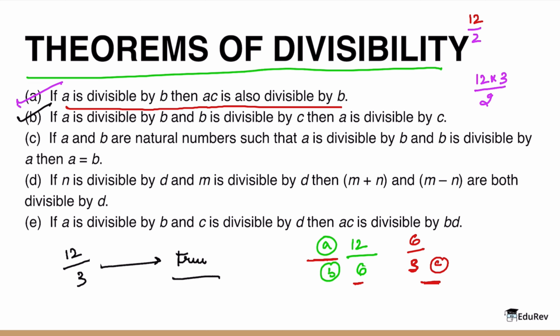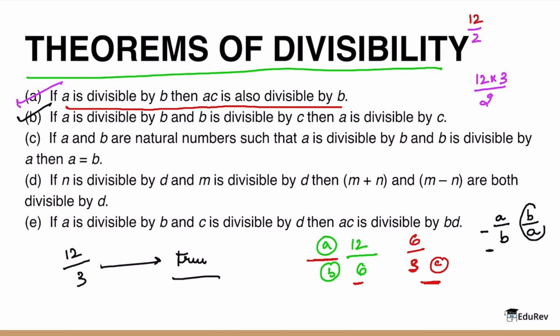Number C. If A and B are natural numbers such that A is divisible by B and B is divisible by A, then A is actually equal to B. That I think is correct. How? Let's suppose A is divisible by B completely, okay, and B is divisible by A completely. So that means when I actually divide A by B, I get 0, and when I divide B by A, again I'm getting what? 0 as a remainder.